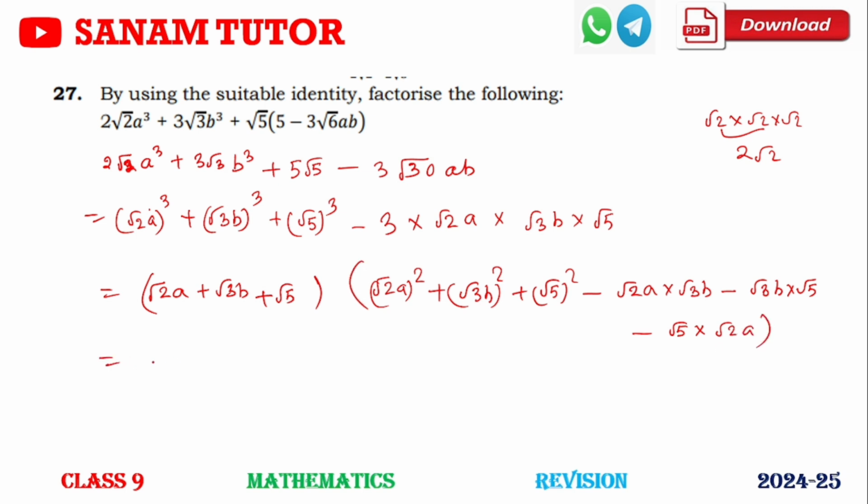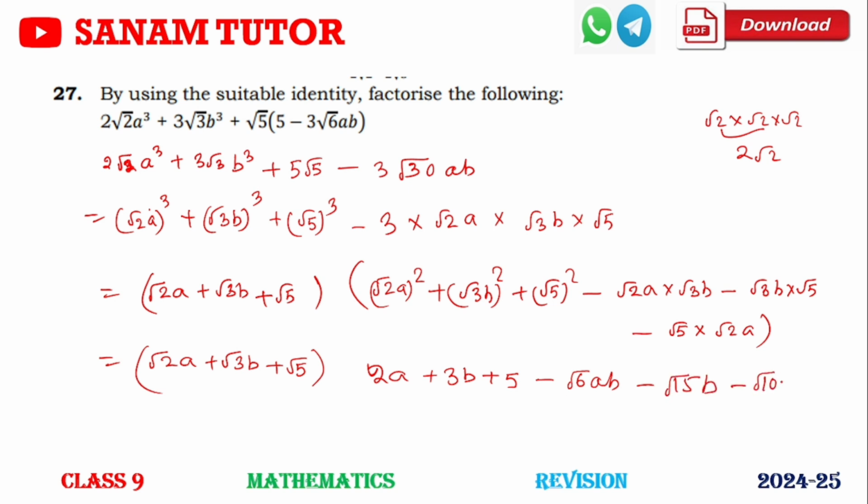Now multiply. Root 2a plus root 3b plus root 5 bracket, into 2a plus 3b plus 5 minus root 6ab minus root 15b minus root 10a. Okay, this is the factorization. Understand?